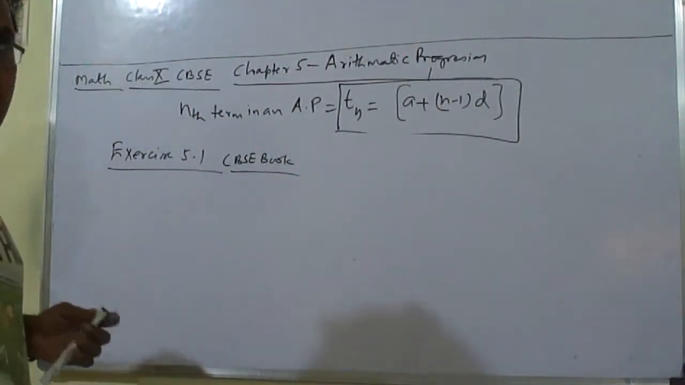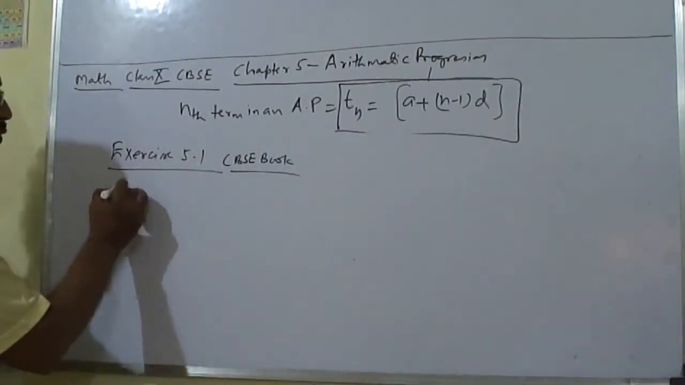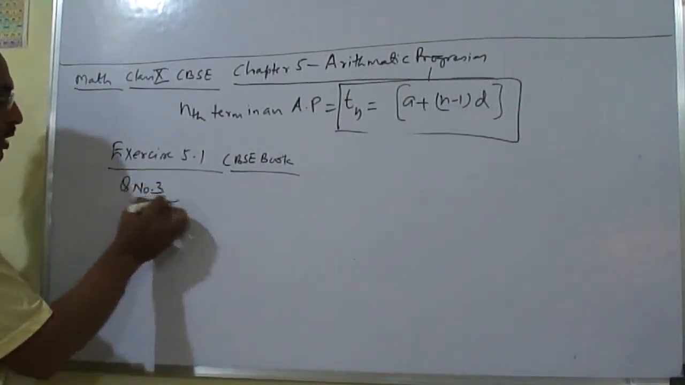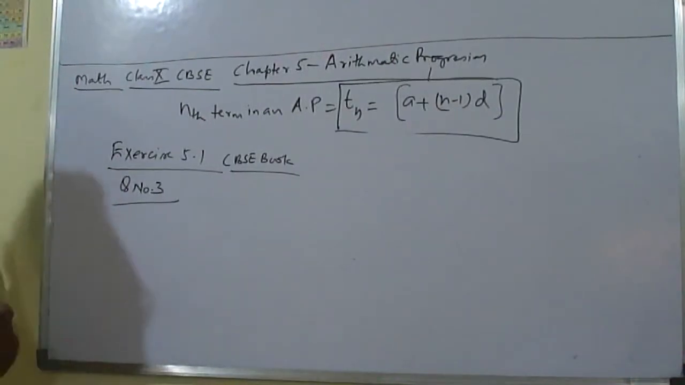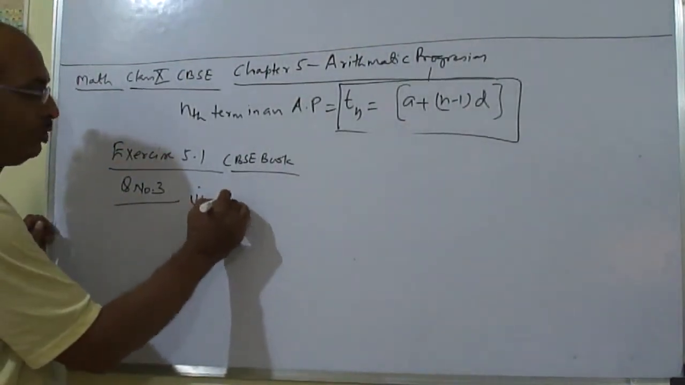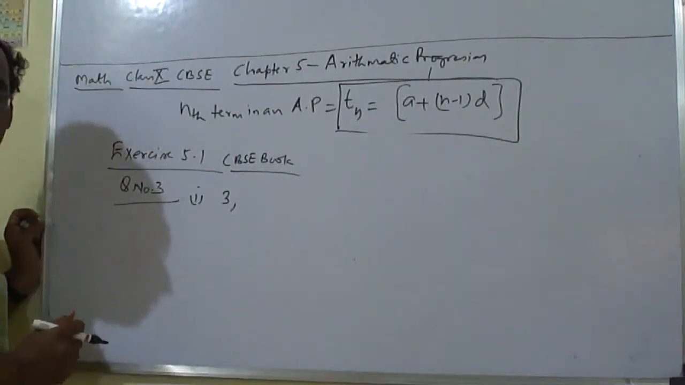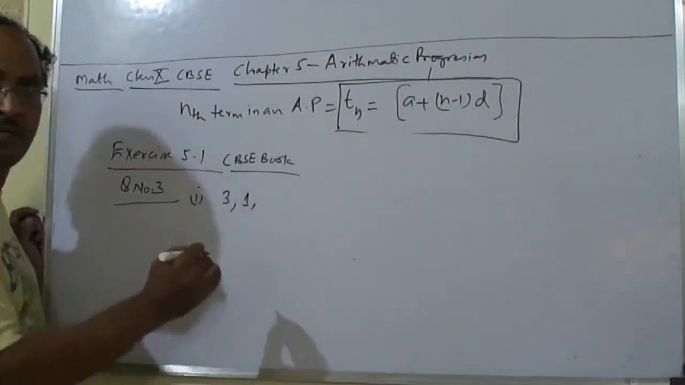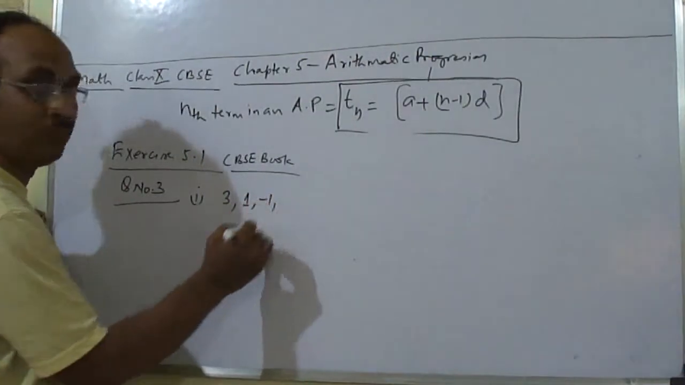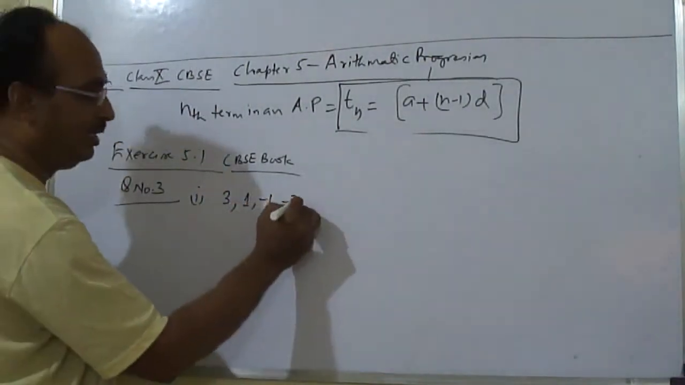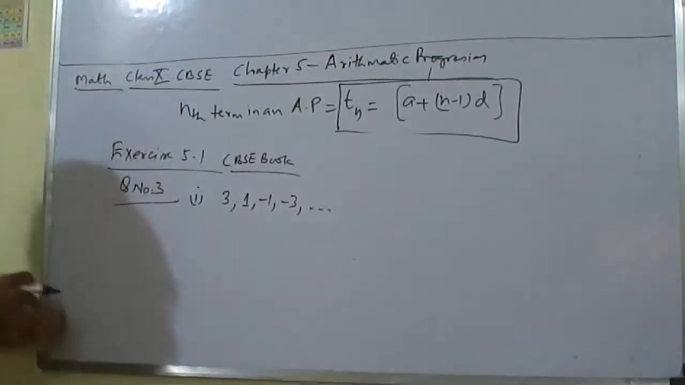Now, question number 3, what is it saying? Question number 3 is saying that for the following APs, write the first term and the common difference. We need to find first term and common difference. Suppose question number 1: the terms are 3, 1, minus 1, minus 3, and so on. Indefinite series it is.